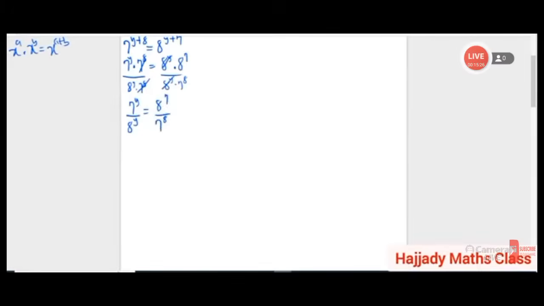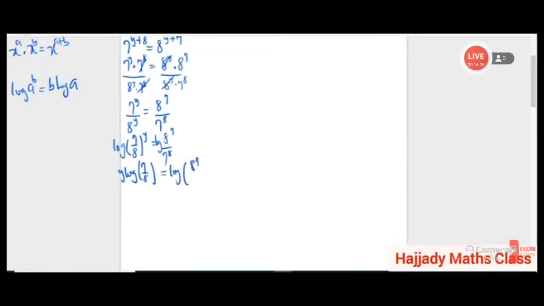Also, using the law of indices, I can bring out this power. So here I'm going to have 7 over 8, everything raised to power y, equals 8 raised to power 7 over 7 raised to power 8. Now I'm going to introduce logarithm to both sides. Here I can have log of this, also log of this. There's another rule for logarithm: log a raised to power b is the same thing as b log a. So this is in the form of a, while this is in the form of b, so the power can come to the front. With this, I'm going to have y log 7 over 8 equals log of 8 raised to power 7 over 7 raised to power 8.